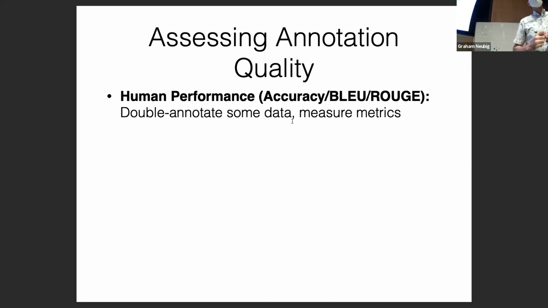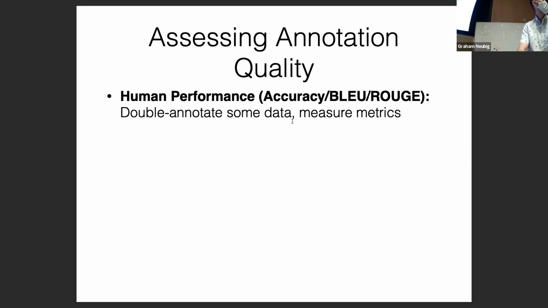Yeah. How do you know which human to trust the most? So actually, maybe human performance isn't the best way to say it. Human agreement is a better way to say it, because it's more about how well people agree. If you have human annotators who you know are probably better than you, for example, then you could use them as the gold standard and evaluate other people with respect to that.